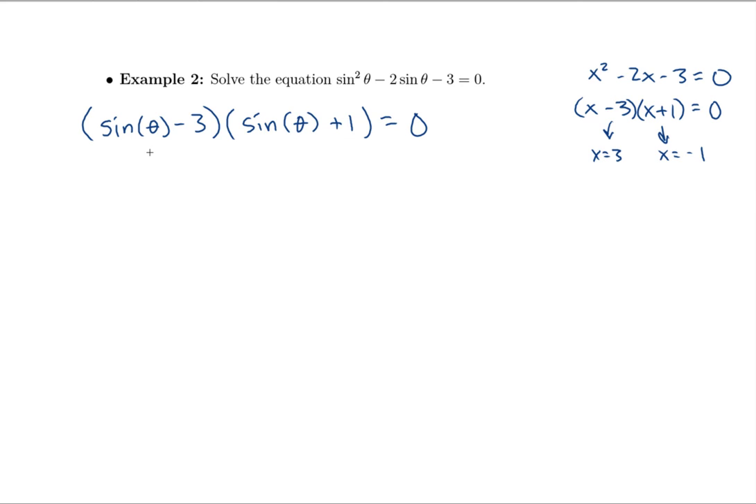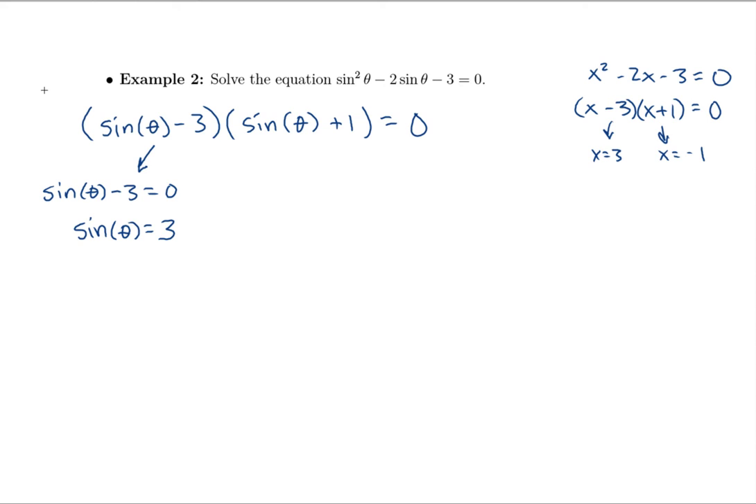All right, so then we can, like on the last problem, set the two different factors equal to 0. So this one would mean that the sine of theta would have to be 3. Now let's pause for a moment. Can it ever be the case that the sine of theta equals 3?